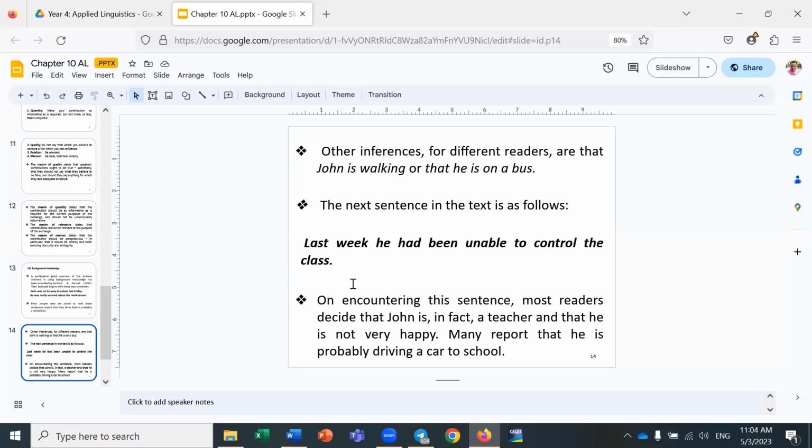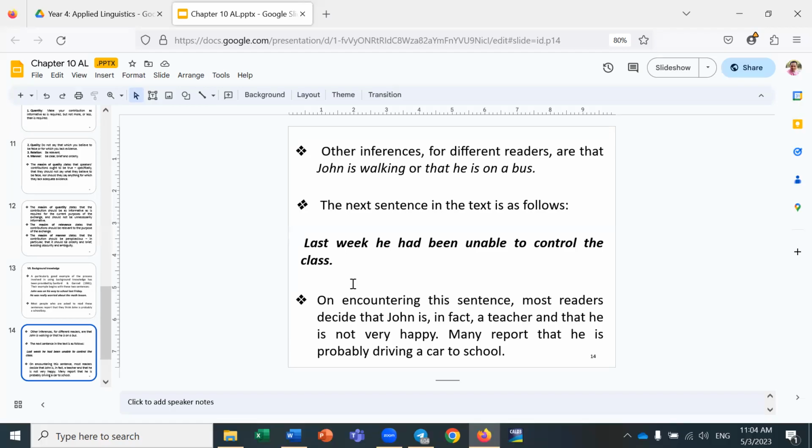Again, the reason why you keep having different interpretations as you read from one sentence to another is that you don't have any background knowledge relating to the situation, or you may not know clearly who John is. That is the reason why you come up with very different interpretations. So from the first two sentences, your interpretation is that John is a schoolboy, and that he is walking to school, or probably on the bus, things like that.